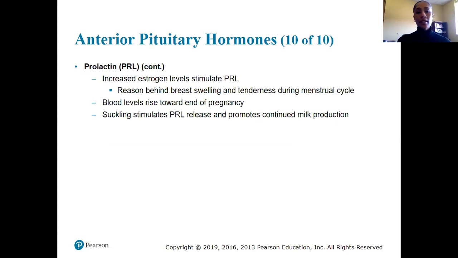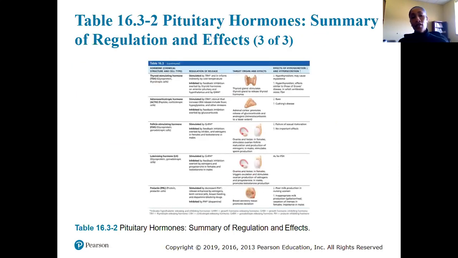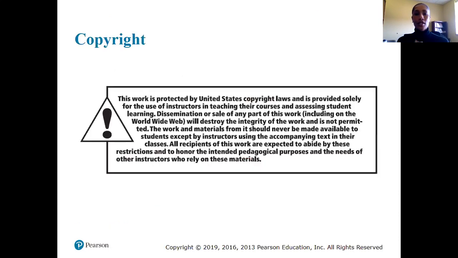Of course, blood levels of prolactin rise toward the end of pregnancy. So some women will actually start to lactate before the child is born. And then of course, suckling of the breast from a child is going to increase even more prolactin to be released into the blood, so that the woman can make more milk to feed the child. And once again, skipping over the homeostatic imbalances, but you do need to know them.